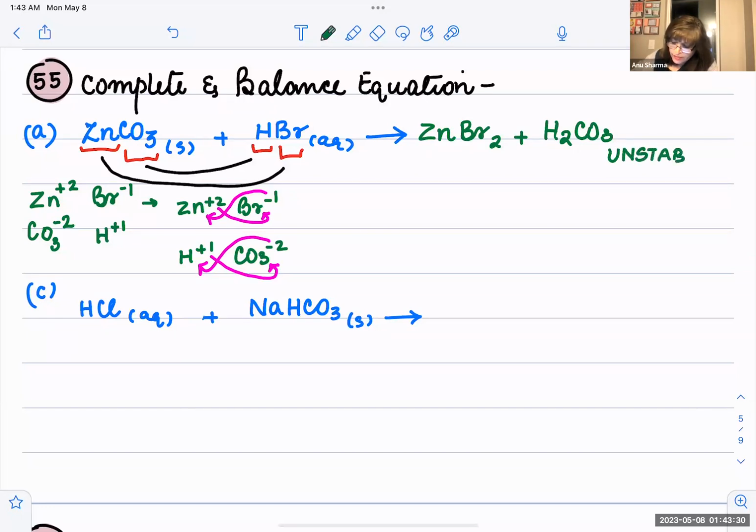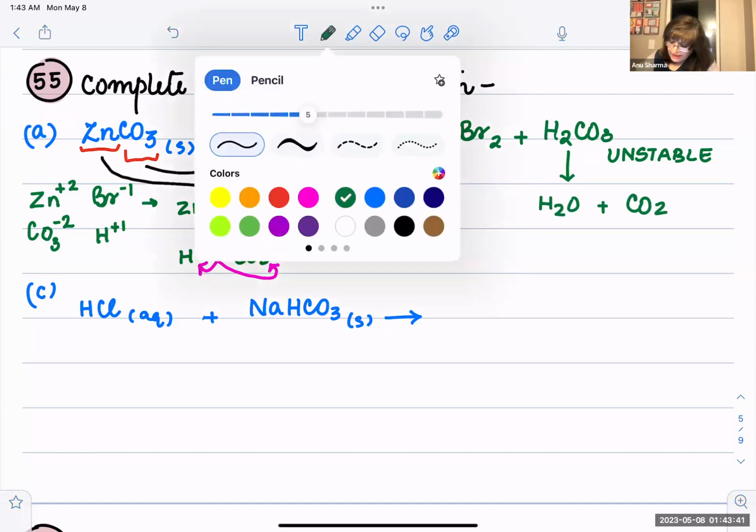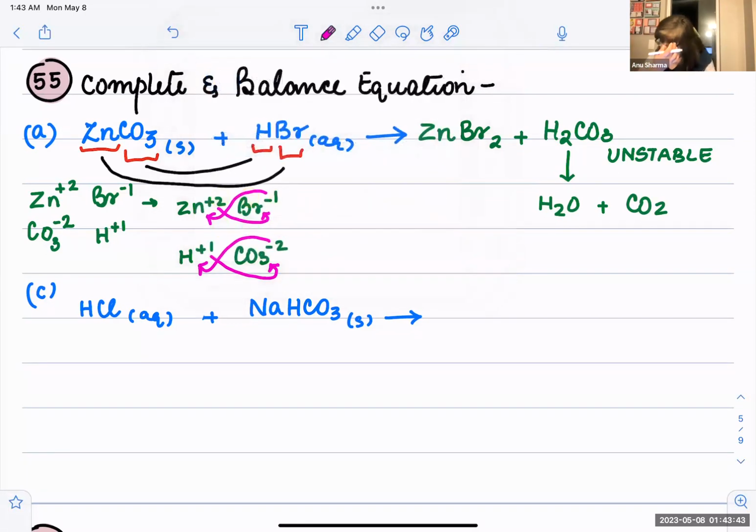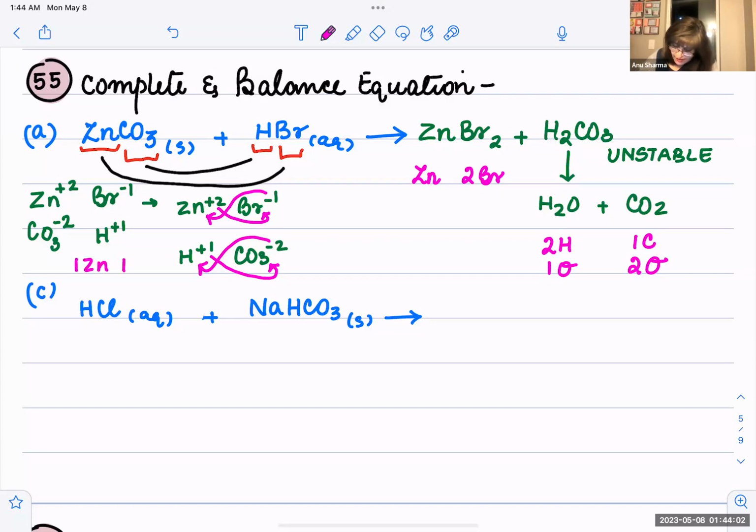So what is going to happen now? This unstable acid is going to break up into H2O and CO2. Okay, so now we see balancing. We see that there are 2 bromines on this side, 2 bromines here. There is 1 zinc here, and then we have 2 hydrogens, and we have 1 oxygen, 1 carbon, and we have 2 oxygens here. But on the other side, we have 1 zinc, 1 carbon, 3 oxygens, and then we have 1 hydrogen, and then we have 1 bromine.